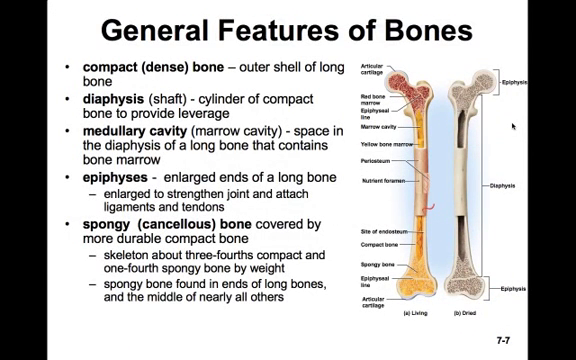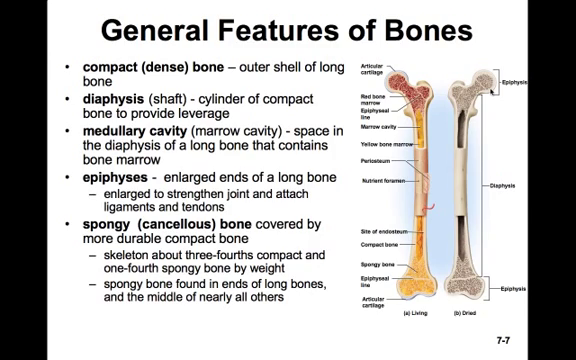So now let's look at some general features of bones. First of all, we're looking at a long bone over here on the right-hand side. It has both compact bone and spongy bone, or dense and cancellous bone. You can see the spongy bone up here in the ends of the bone, and we see mostly compact bone in this dense outer shell. The diaphysis of the bone is the main shaft of the bone. It's the cylinder of compact bone. And the epiphyses are the enlarged ends of the long bone.